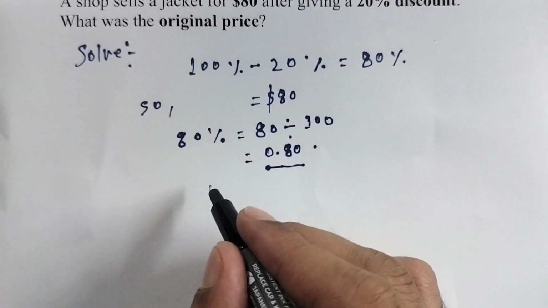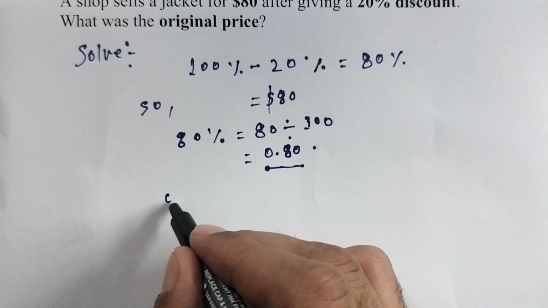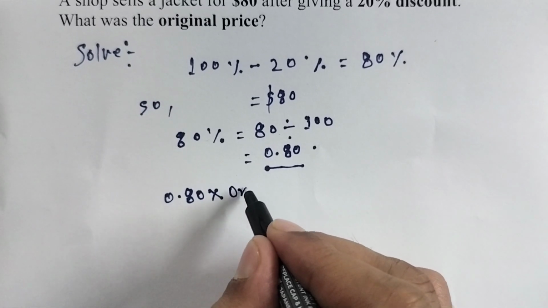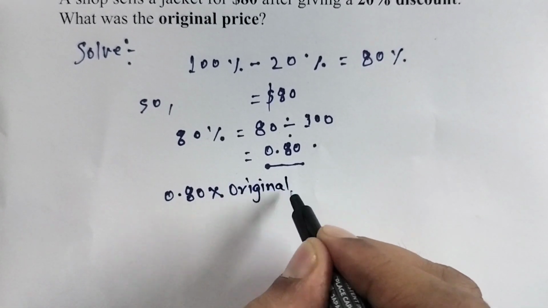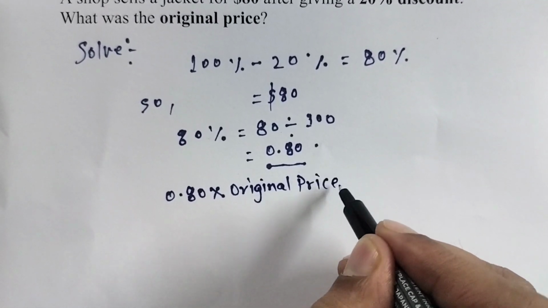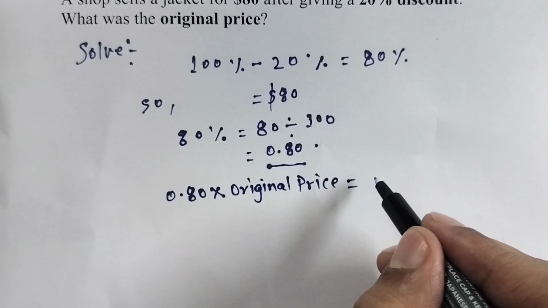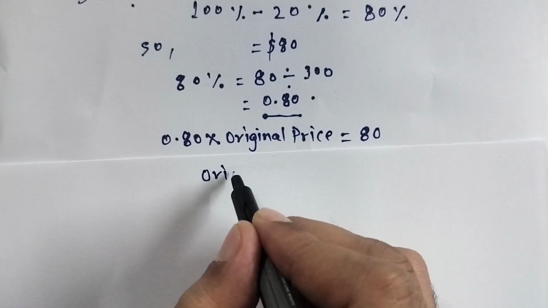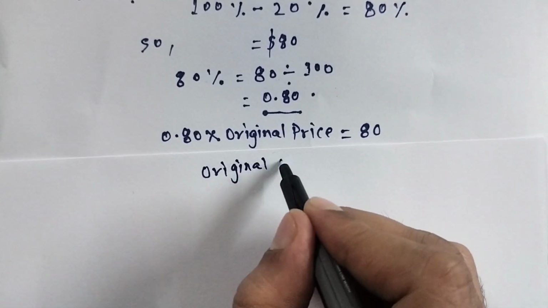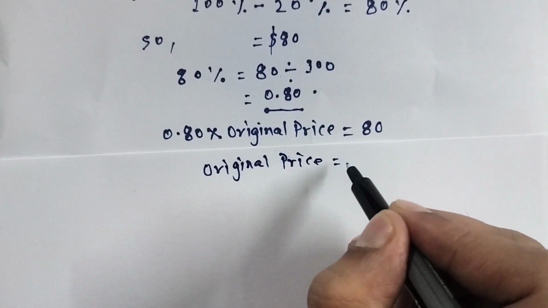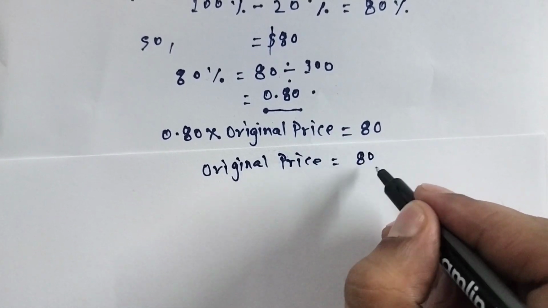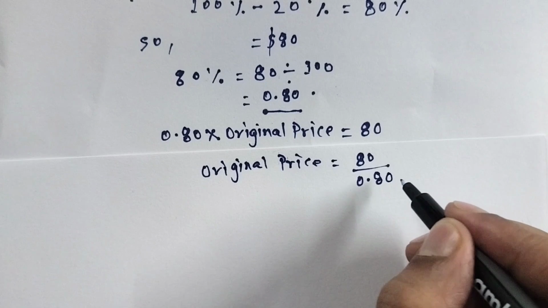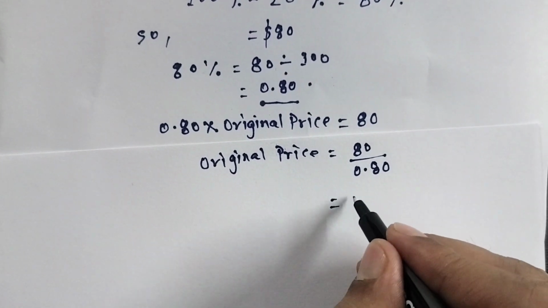So we can write 0.80 into original price equal to 80. So original price equals to 80 divided by 0.80 equals to 100.